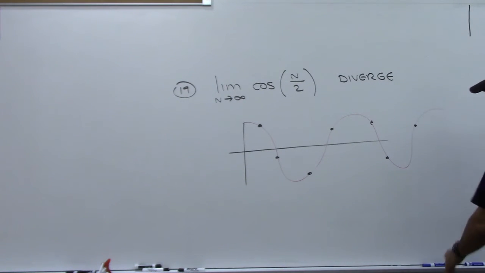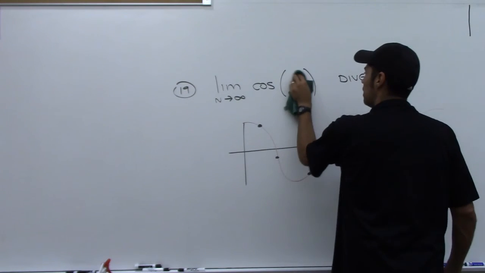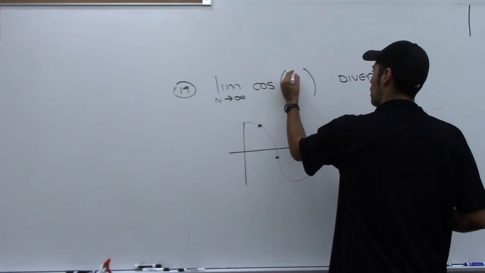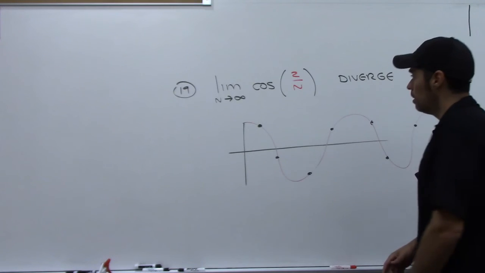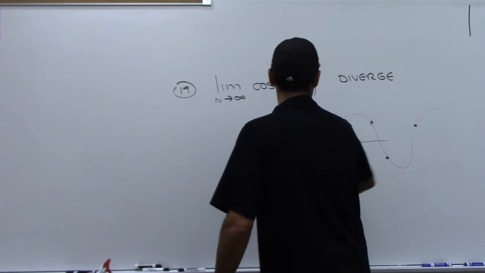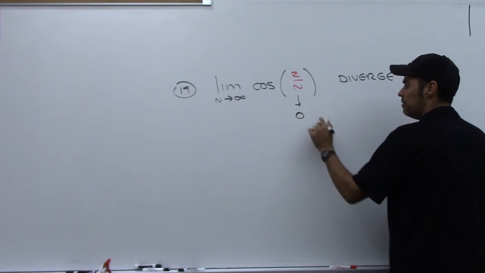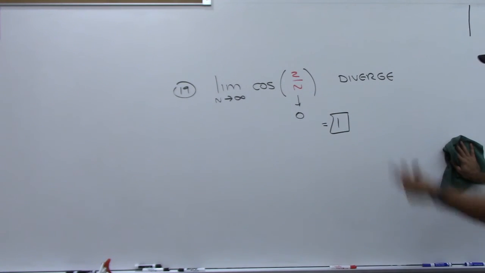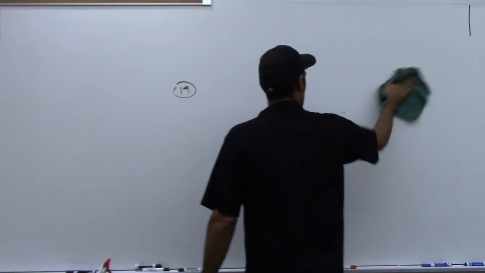Now, just for curiosity's sake, what would happen if I replace this with 2 over n? Now, that's a totally different function. As n gets bigger, the inside goes to 0, and cosine of 0 heads to 1. So it would converge to 1 if that were flipped over. I just wanted to show you the difference.